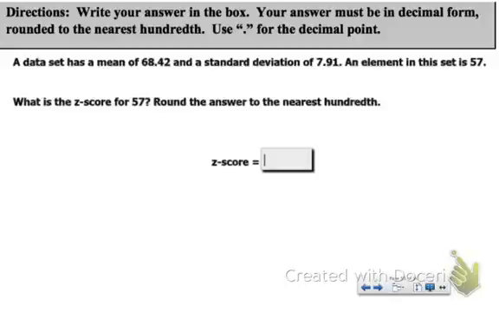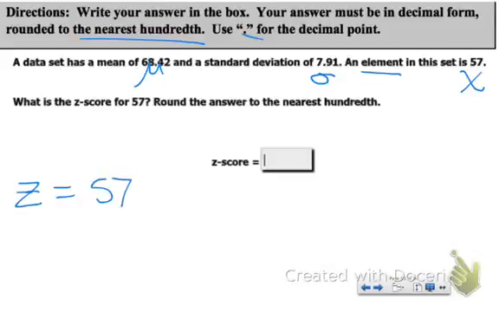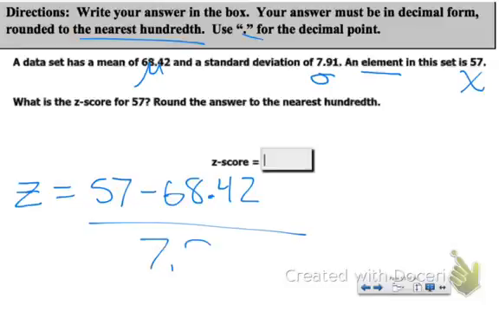Okay, you are writing your answer in the box, and it's telling you to round to the nearest hundredth. And again, you're going to end up using a decimal point. A data set has a mean of 68.42, standard deviation of 7.91, and an element in this set is 57. What is the z-score for 57? So it's just straightforward z-score. You're plugging in everything else, which would be x is 57, remember x is the element, minus a mean of 68.42, divided by a standard deviation of 7.91.